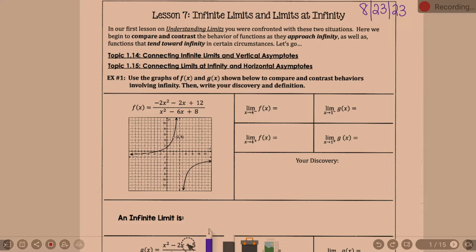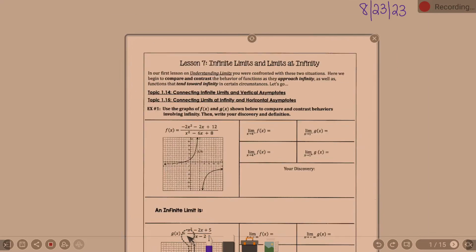So example one, use the graphs of f and g, shown below, to compare and contrast behaviors. The graph is on my next screen, down at the bottom of your page. You know what? I need this all on one screen, don't I? Yep. Forgot about that. Well, time to shrink.